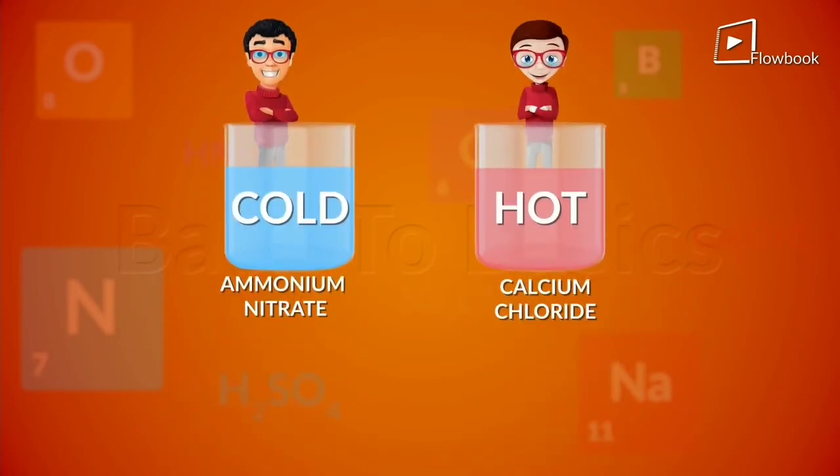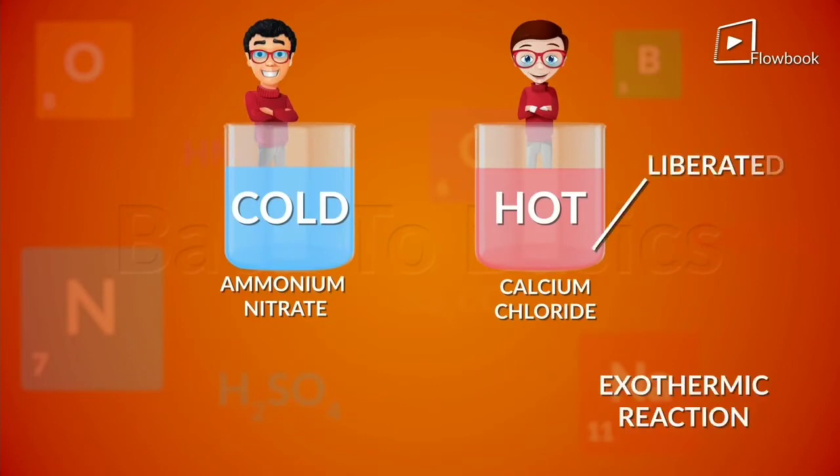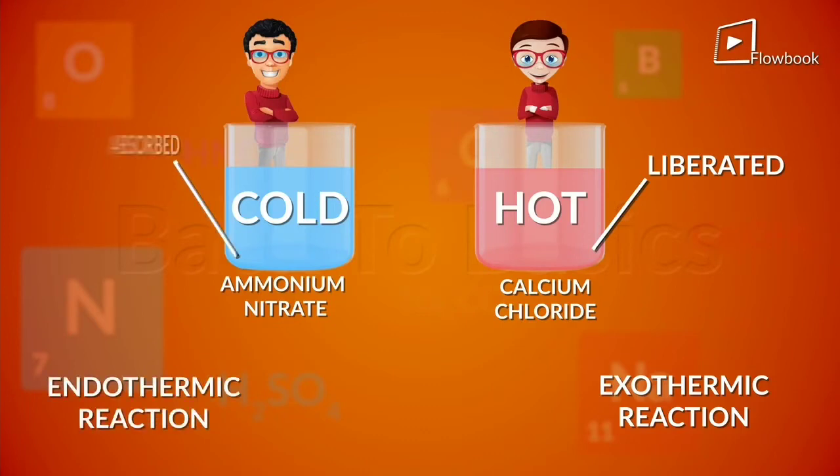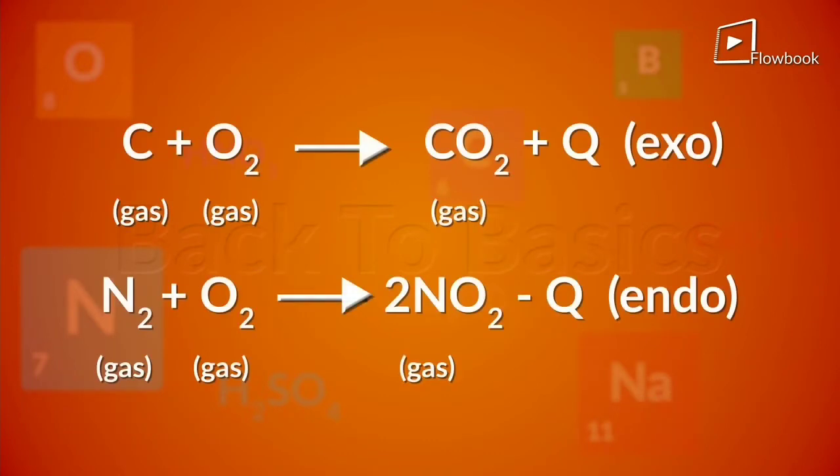This is because one of them underwent exothermic reaction, where heat is liberated, therefore it becomes hot, and the other one went through endothermic reaction, where heat is absorbed and therefore it becomes cold. It's represented like this in a chemical equation. You add plus Q for exothermic and minus Q for endothermic, where the heat is absorbed.